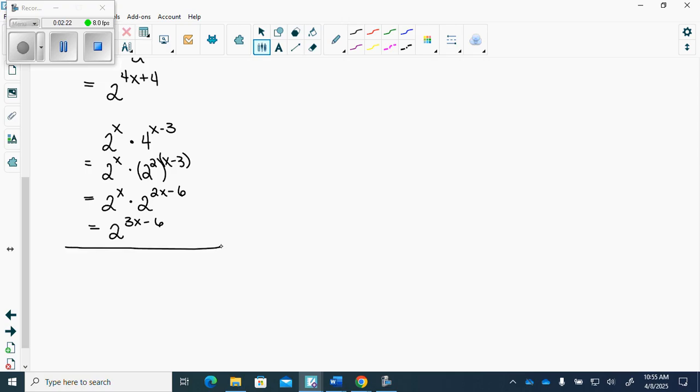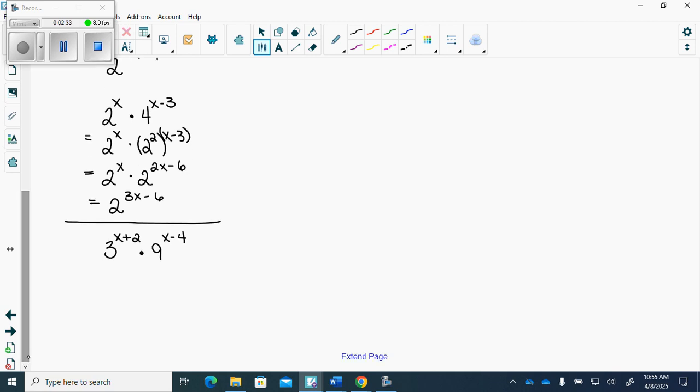Okay, what if I do 3 to the x plus 2 times 9 to the x minus 4? 3 to the 2. So I can make the 9 be 3 squared, because currently I can't put it together. I'm not going to square the 3. I always make the bigger one smaller, okay? So I'm going to get 3 to the x plus 2 times 3 to the 2. And then I put x minus 4 in brackets.